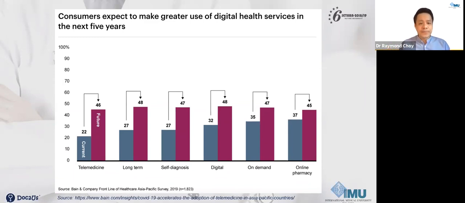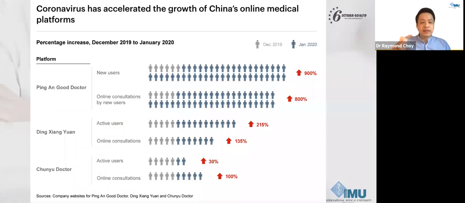Next, please. You look at China, the adoption of telemedicine is crazy. The largest provider is called Ping An Good Doctor, PAGD. Because of COVID-19, the adoption rate of new users went up to 900%. They are dealing with hundreds of millions of people on telemedicine on a daily basis. The traffic is crazy across all these platforms in China.